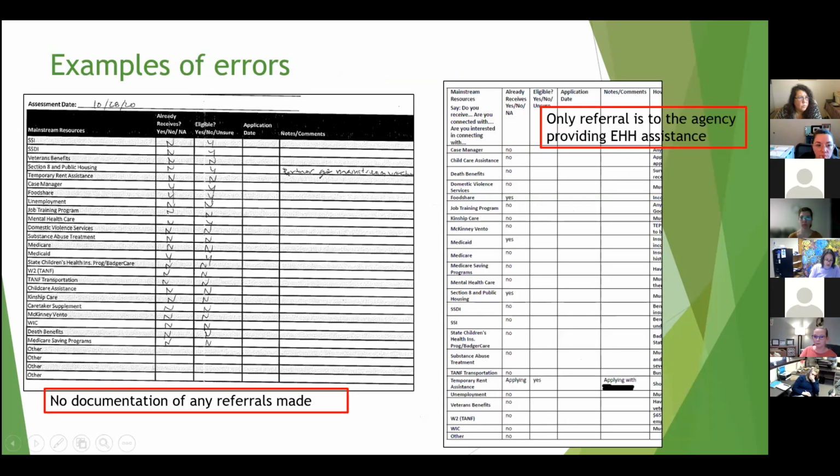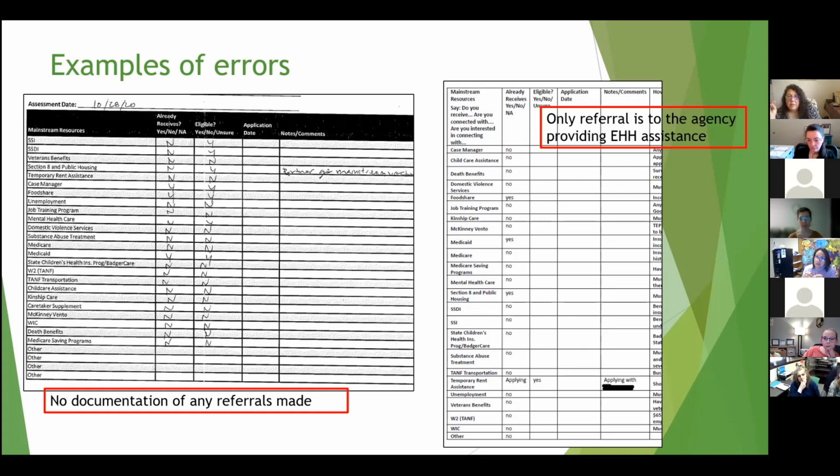This shows common errors. The first one is that they have the form and fill it out, but it's only showing what they already have and it doesn't document any referrals that were actually made. And then this one here, where the only referral is to the agency that receives the EHH assistance. Again, that's not enough if it's just referring to your own EHH program. If you are referring to other programs in your agency, that could count. Maybe they come in for shelter, but there are some other programs in your agency and you refer them to those. You could also document that and that would meet that requirement.